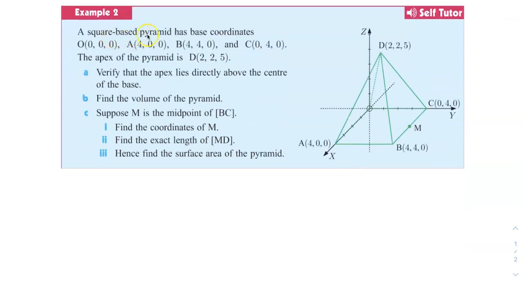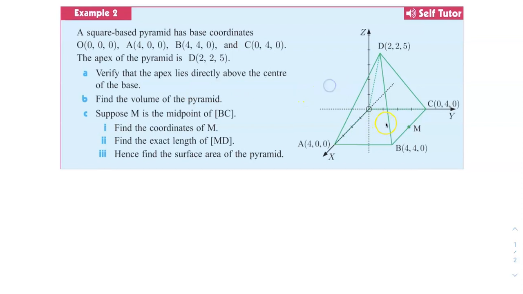A square base pyramid has base coordinates of 0, 0, 0, 4, 0, 0, 4, 4, 0, 0, 4, 0, and the apex of the pyramid is 2, 2, 5. That's this part right here. Verify the apex lies directly above the center of the base. So we want to find the center of this base here. All we're going to do is find the midpoint of the corners, and that should give us the center.